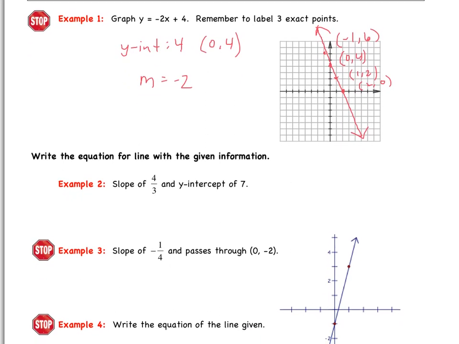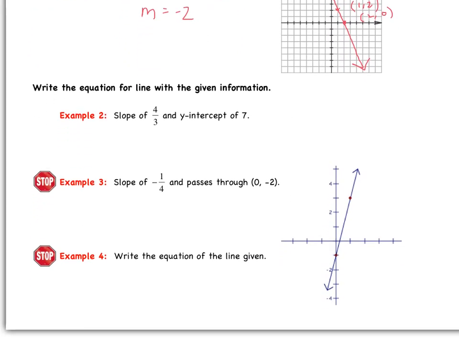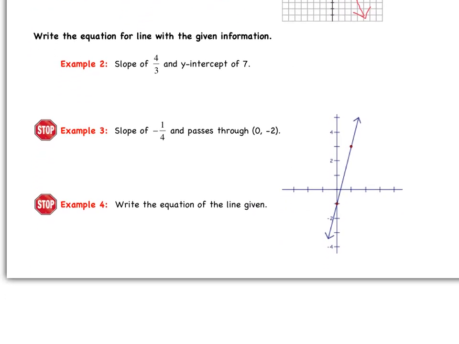Now let's go ahead and get into writing equations of lines. To get started, let's look at these examples and we'll write the equation for the line with the given information. So example 2, we have a slope of 4/3 and a y-intercept of 7.